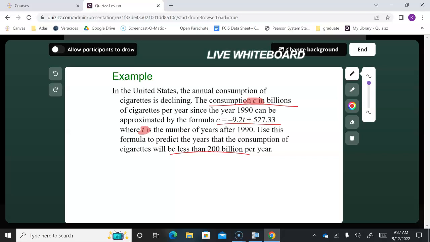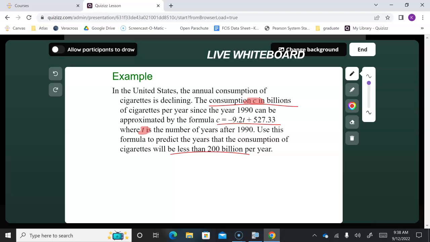Okay? Now again, that formula is telling us in billions, so you don't need to write out 200 billion. Please do not write out. C is measured in billions. We've got 200 billion, so I don't need to write out that whole long number. Way too many zeros.